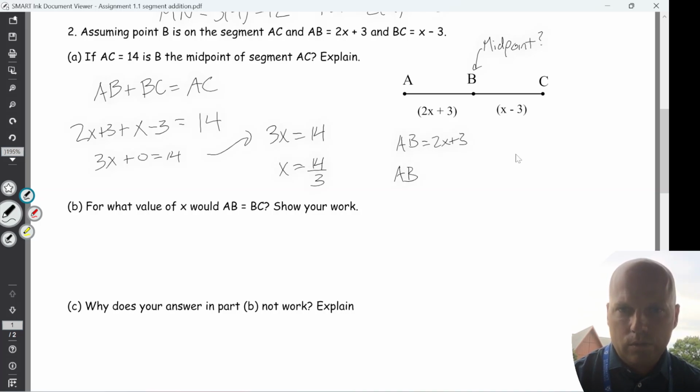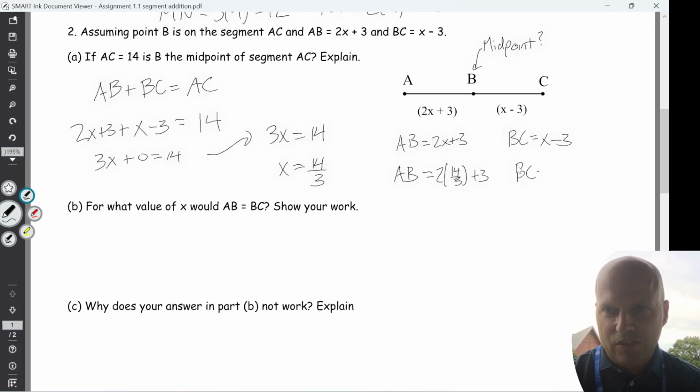Okay, so now we have to think to ourselves, is AB, which is 2x plus 3, going to equal BC, which is x minus 3, when x or a number is 14 thirds? So we have to do a little bit of math here with fractions, and hopefully we're going to be okay with it. 2 times 14 thirds, I'm doubling 14 thirds. I have 28 thirds, or 2 times 1 times 14 over 3, multiply across.